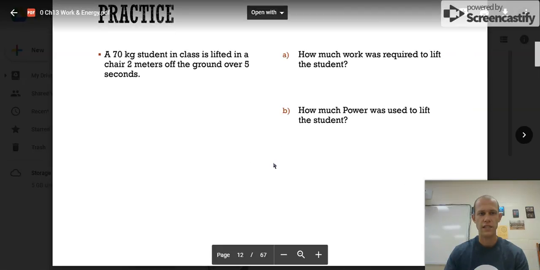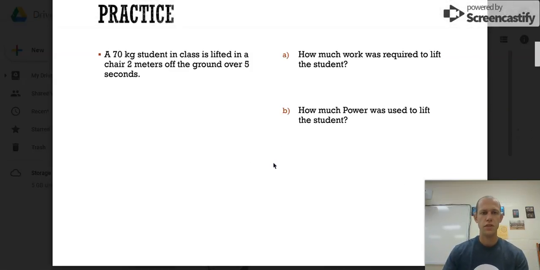All right, so some practice. A 70 kilogram student in class is lifted in a chair 2 meters off the ground over 5 seconds. So how much work was required to lift the student? So we're looking at work right now, not power. So work, I have to take my force over a distance. So my force would be the force due to gravity and my normal force, or the applied force to lift them.